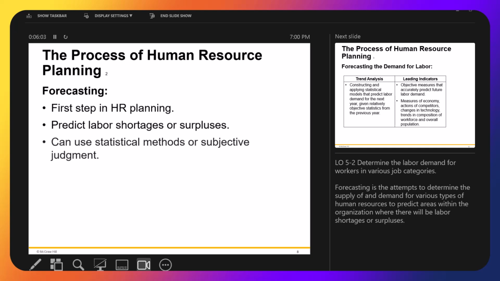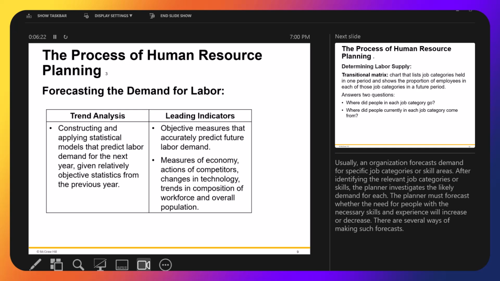What it will help you do is predict your labor shortages and surpluses, because when you can predict those, you can prepare for them accurately. Again, you're using statistical methods and subjective knowledge, and this subjective knowledge comes a lot of times from within your organization.